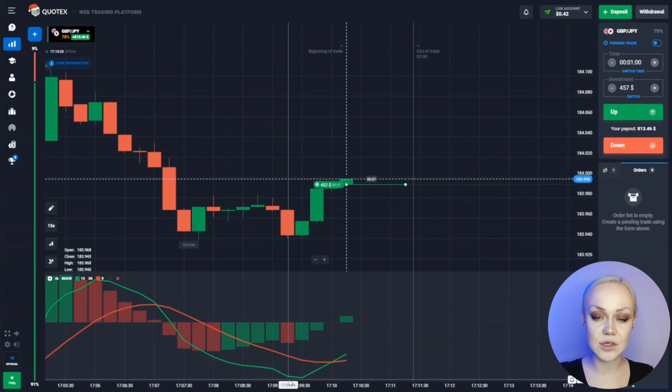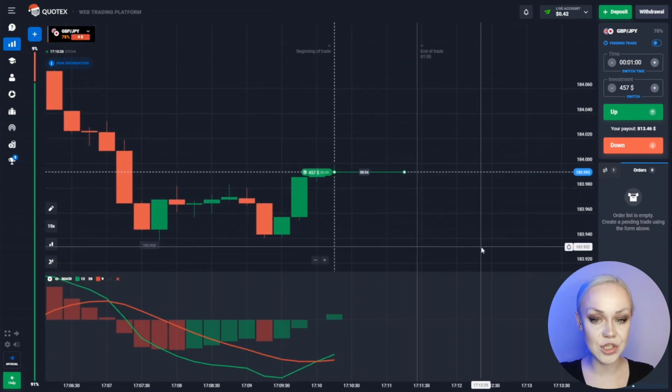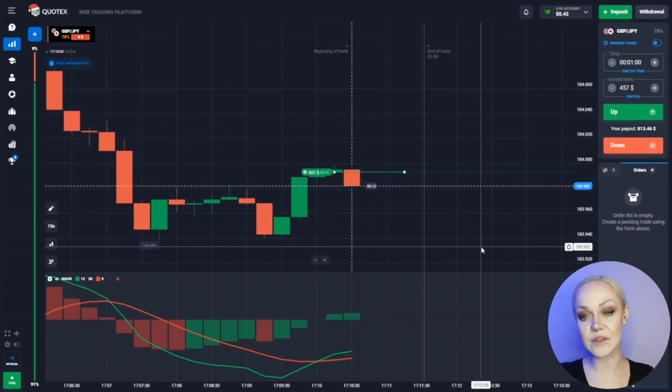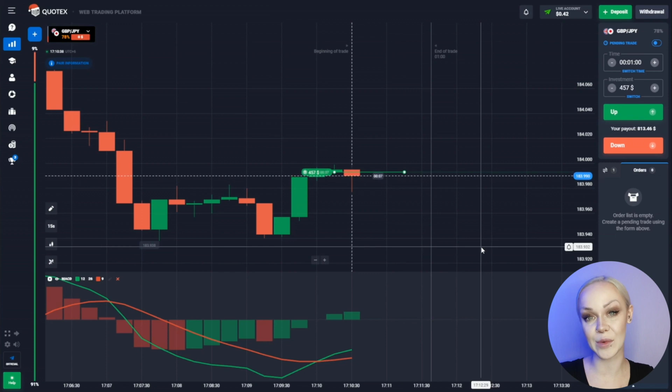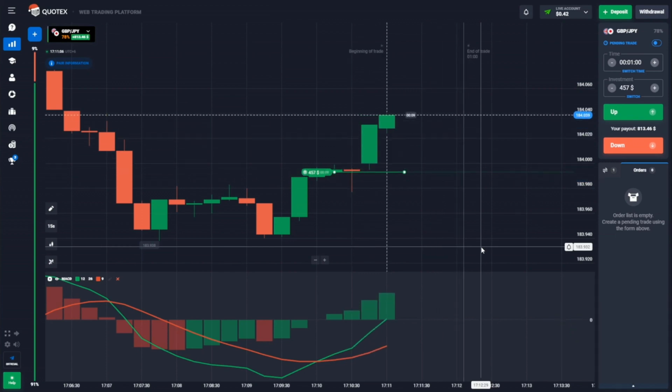There was a long-term decline. Now the price adjusted and the price is expected to rise. All conditions of the signal for the upward movement of the chart are met. So let's wait for the result.